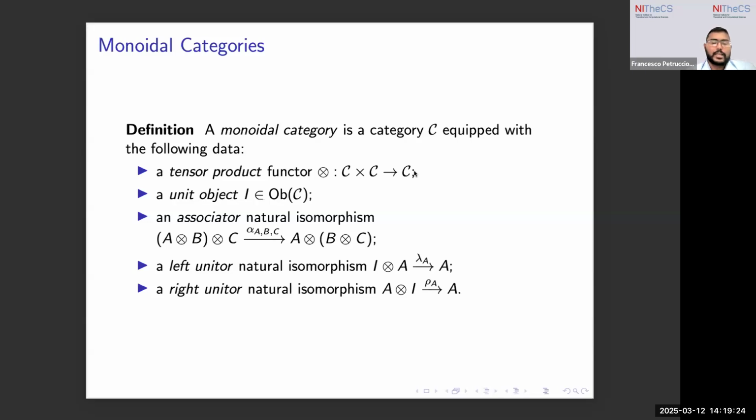So this does look very technical, but essentially what are we doing? We want a way to tensor any two objects and any two maps in our category, such that we have this unit object I, such that I tensored with any object gives you back that object. But this is only up to isomorphism.